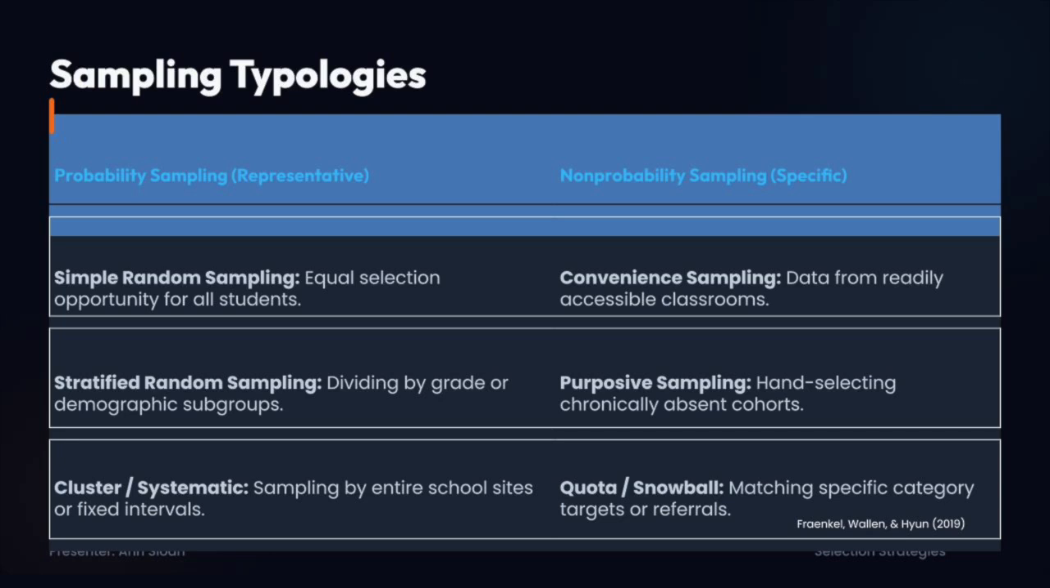These include simple random sampling, stratified sampling by demographic subgroups, and cluster or systematic sampling across school sites. On the other hand, non-probability methods target specific educational needs. Convenience sampling relies on readily accessible classrooms, while purposive sampling allows researchers to hand select specific groups, such as chronically absent cohorts, to observe narrow trends. Choosing between these approaches directly impacts how well the study's findings can be generalized.